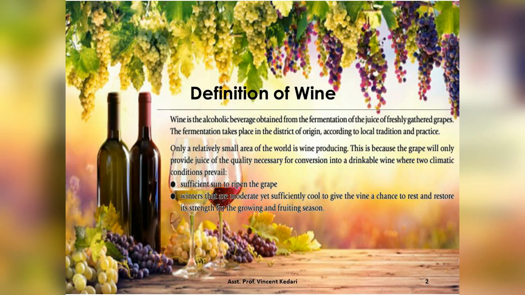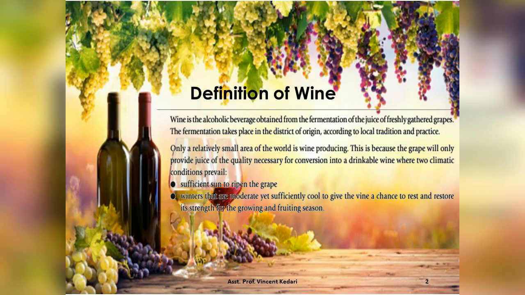First is sufficient sun to ripen the grape. This is one of the most important things in the weather conditions, that there should be sufficient sun to ripen the grape. And the second point is that winters should be moderate yet sufficiently cool to give the vine, that is the plant, a chance to rest and restore its strength for the growing and fruiting season. So these are the two weather conditions, that there should be adequate sunlight, as well as during the winters it should be cool enough for the growth of the vine.